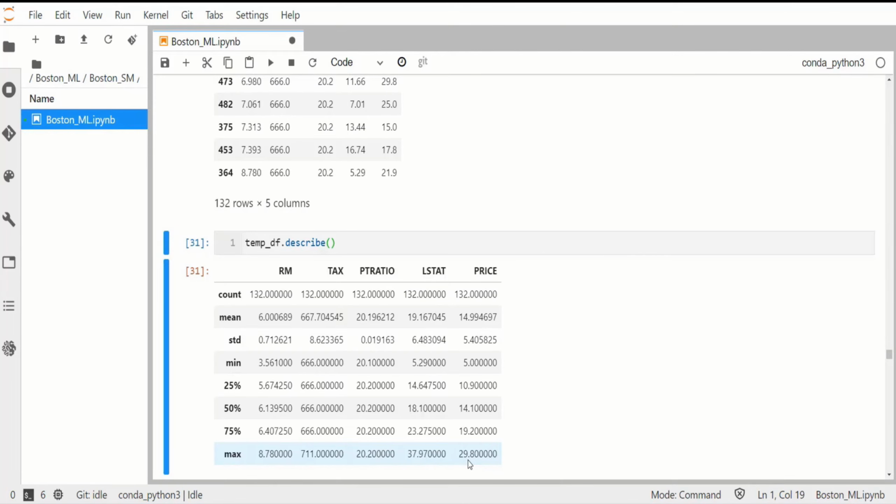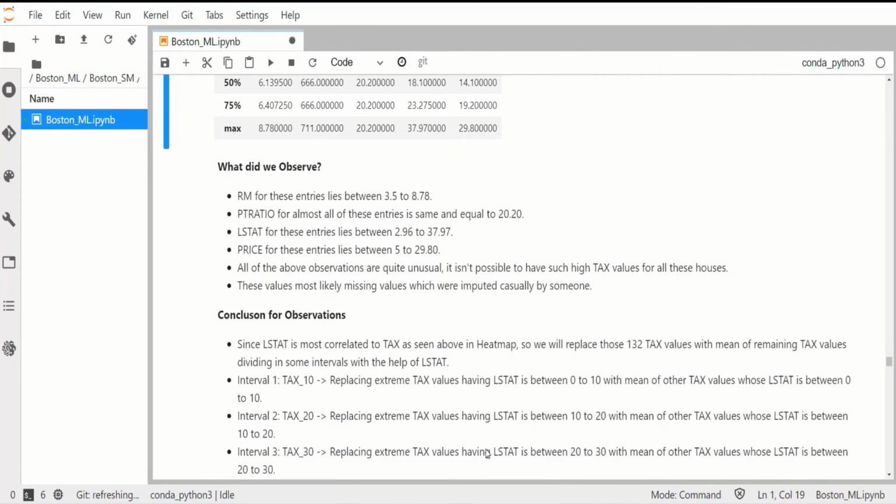So what we conclude from these observations is that since LSTAT is more correlated to TAX, as seen above in the heat map, we will replace those 132 TAX values with the mean of the remaining TAX values, dividing into some intervals with the help of LSTAT. So we will do this in 4 intervals. For interval 1, replacing extreme TAX values having LSTAT between 0 to 10 with the mean of other TAX values whose LSTAT is between 0 to 10.